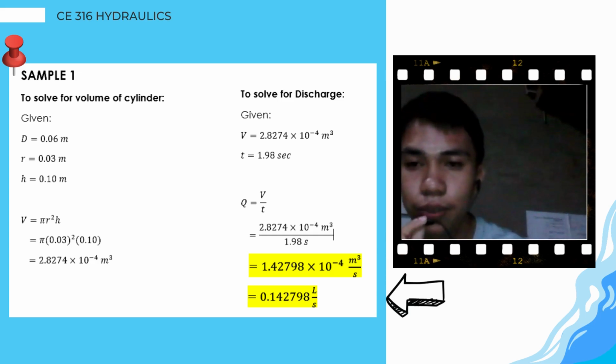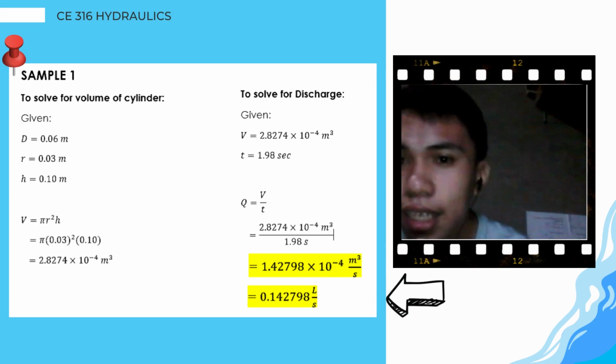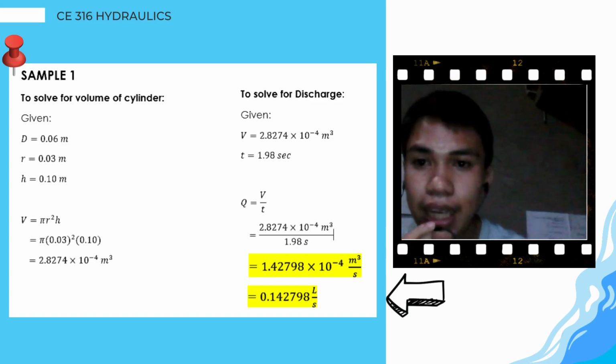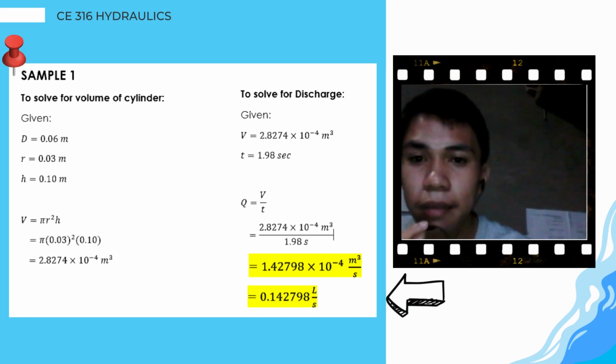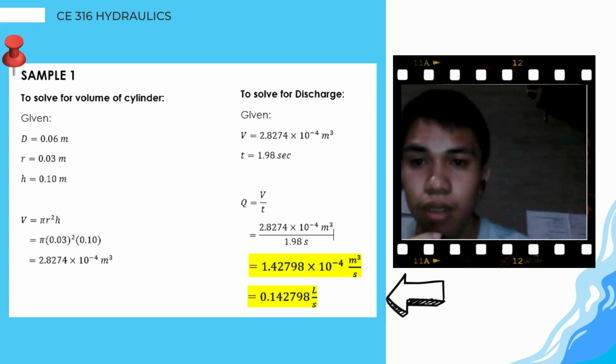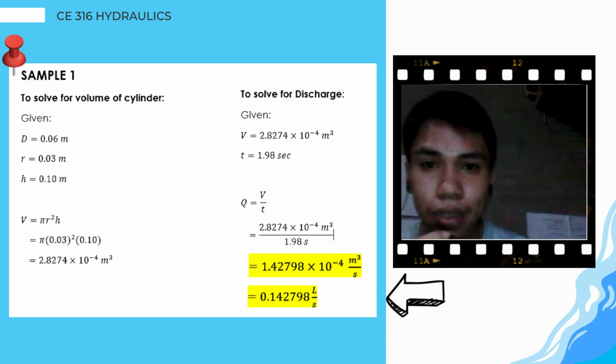Here are the given values: a diameter of 0.06 meter, a radius of 0.3 meter, and a height of 0.10 meter. To get the volume, we multiply the necessary values: pi r squared times height. After computation, it resulted to 2.8274 times 10 to the power of negative 4 cubic meters, since we're talking about volume here.